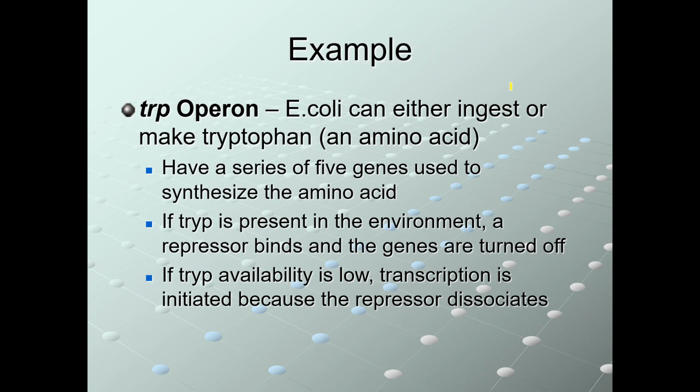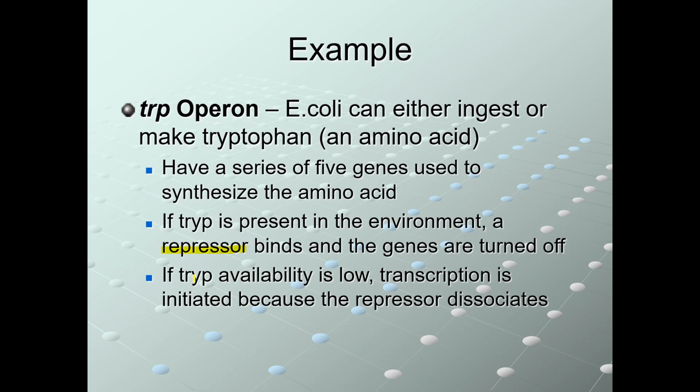So these particular bacteria, they can either eat it or they can make it. Now, it's kind of about conserving resources. Why would you make it if you could just consume it from your surroundings? And so if tryptophan is present in the environment, then that stimulates the repressor, and those genes are turned off because there's no reason to make it if you can ingest it.